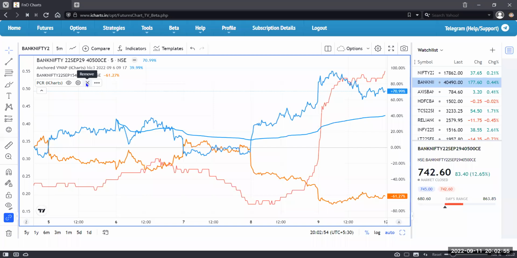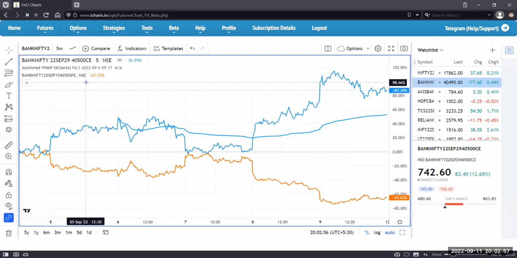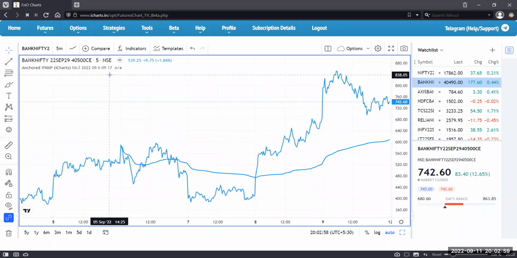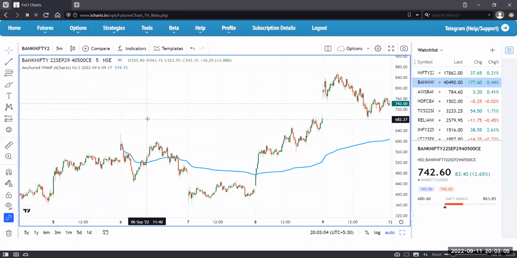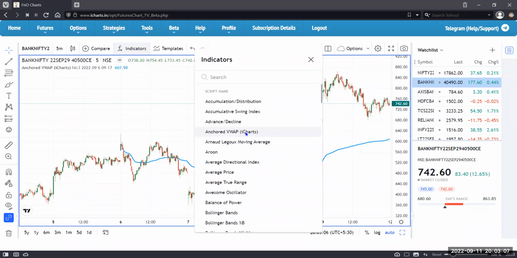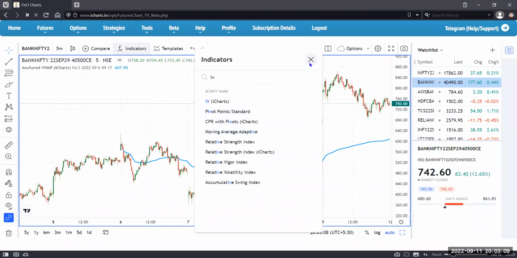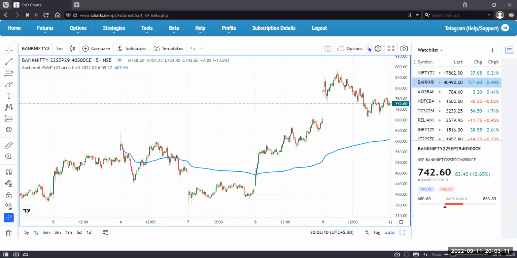Secondly, one question from my side. In F&O chart, how to read IV? Yes, I have not used it so far. In F&O only, either Nifty or Bank Nifty futures chart. Yeah, futures chart.